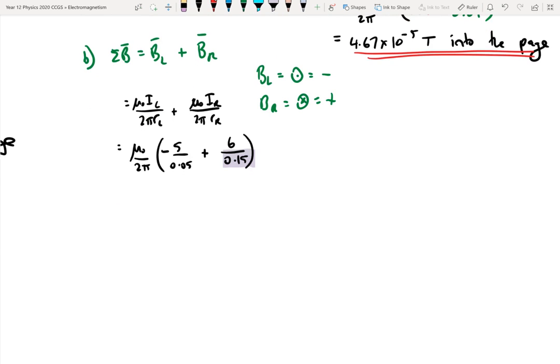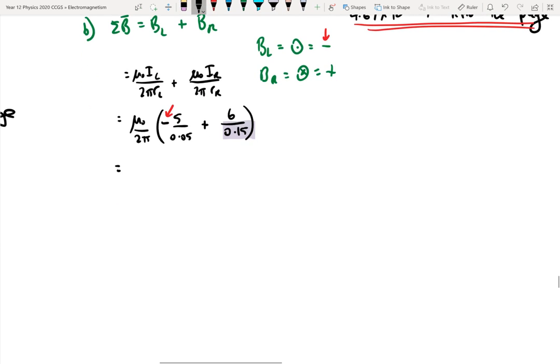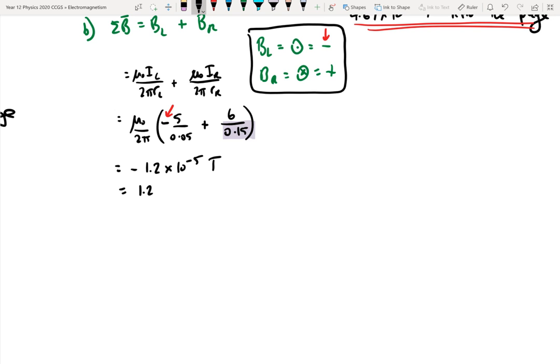Do you actually put the negative, or do you... Well, you have to force it using the convention. No, but like in your actual answer. Well, no, never. But your calculator will say negative 1.2 times 10 to the negative 5. We never leave your directions in positives or negatives. You always come back to your convention and go 1.2 times 10 to the negative 5 Tesla out of page.